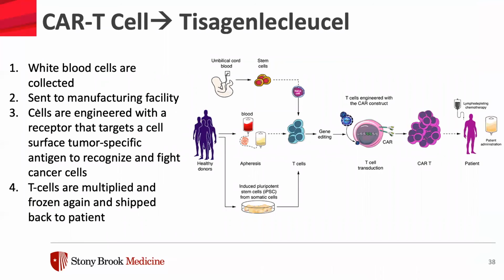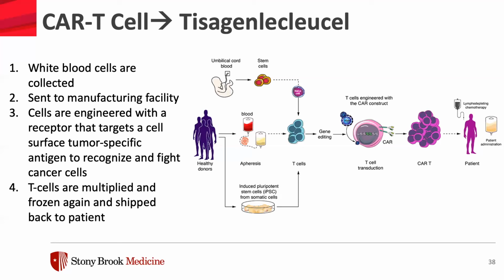Okay, so just to summarize what that video went through. Patients' white blood cells are collected from them in a process called leukapheresis. These harvested white blood cells then get frozen and sent to the manufacturing facility. At the manufacturing facility, they separate out the T cells from the white blood cells. The cells are genetically engineered with a virus vector that gets into the cell and genetically modifies it so that it targets the cell surface tumor-specific antigen to recognize and fight the cancer cells. So in tisagenlecleucel's case, we target the CD19.